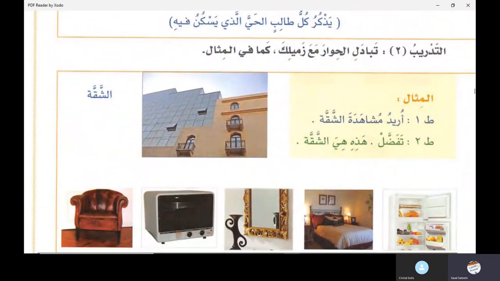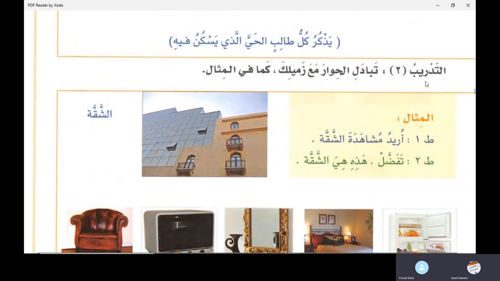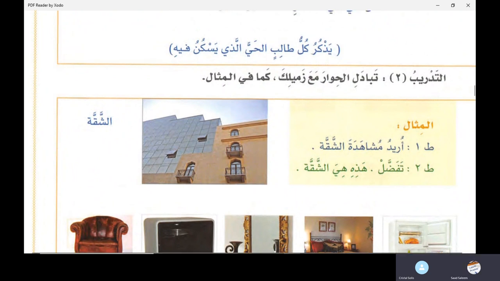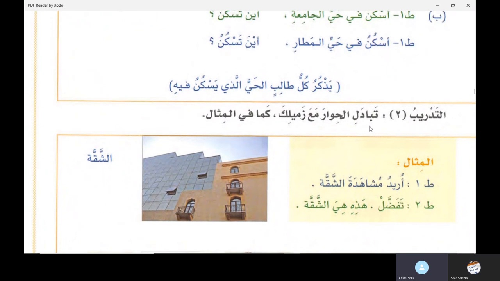Read this. At-tadribu thani. Tabadili hiwara ma'azamilika kama filmisal. Exchange dialogue with your colleague, like the one in the example. Good.